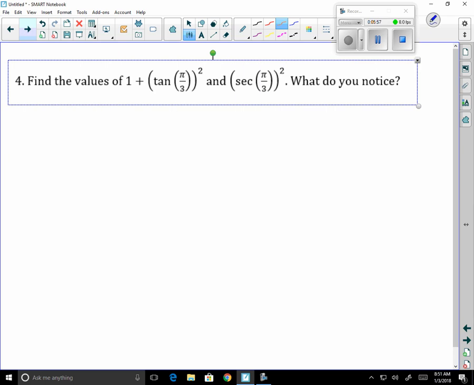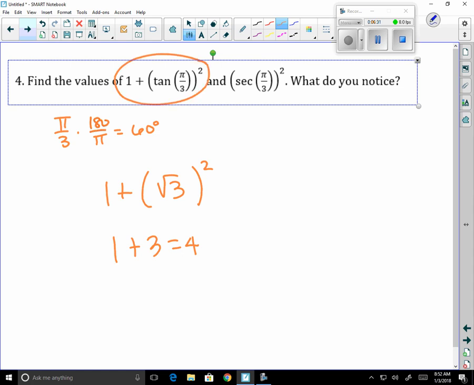This looks way more difficult than it really is. This is asking us to evaluate something. First thing I would do is get rid of those radian measurements. Let's make our lives easier. So I have 1 plus the tangent of 60 squared. Well, what is the tangent of 60? If I look at my special right triangle, the tangent of 60 is radical 3. So we get 1 plus 3, which is 4. So that's what I get by evaluating this.